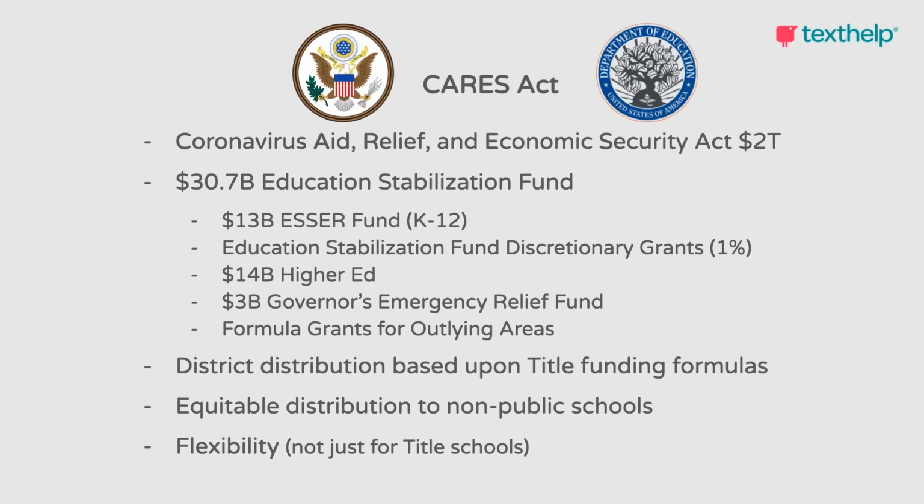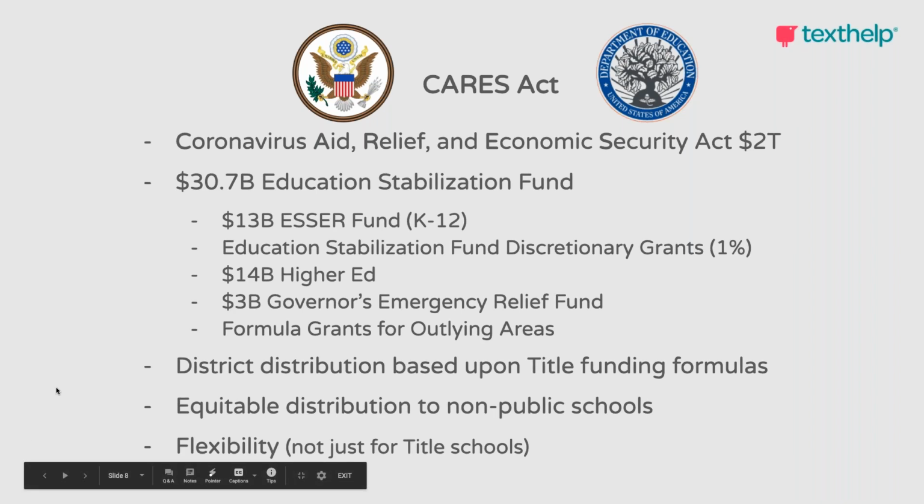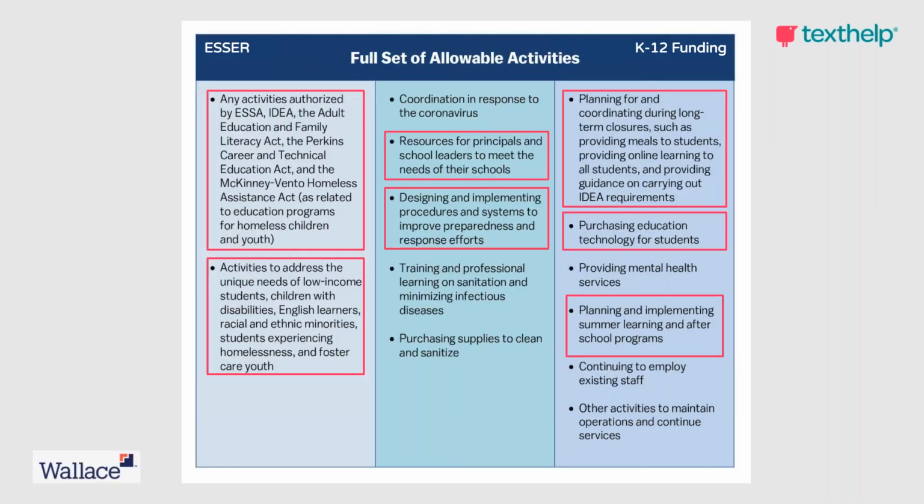In the funding direction that was put out, there's a lot of flexibility in how the funds are to be spent. We're going to explore here in just a moment 12 key points and guidance pieces that the federal department has put out for the funding, but there's a lot of flexibility in how districts and states can spend this money related to the 12 key points. But the main thing to note here is that this funding, even though it's based upon the title formulas, and that's how the money was distributed for the states, it's not just for title schools.